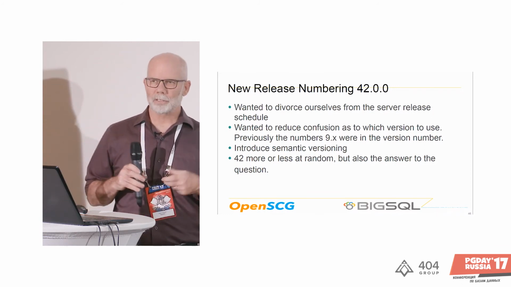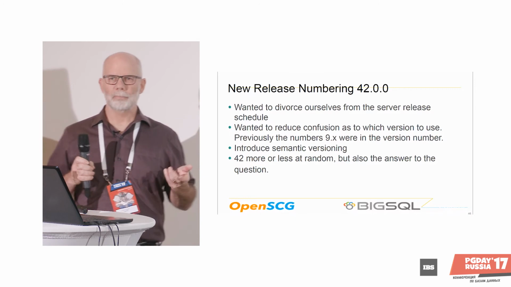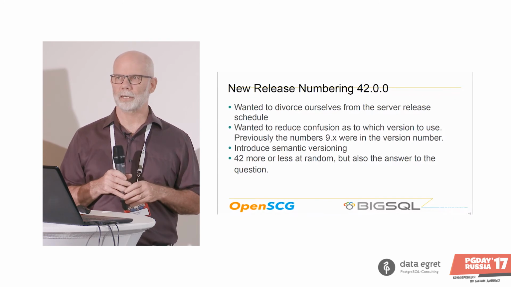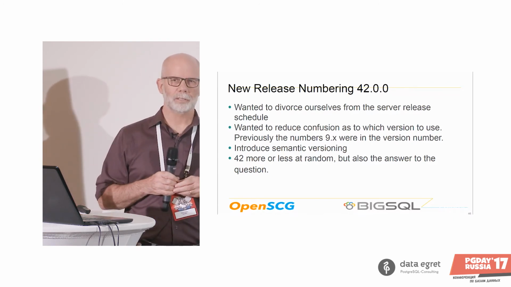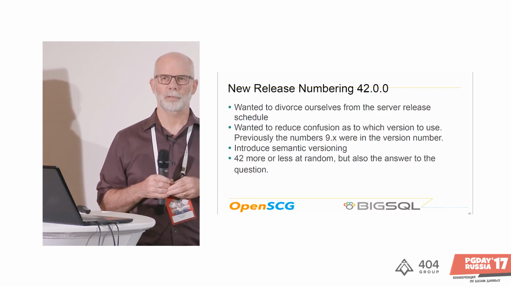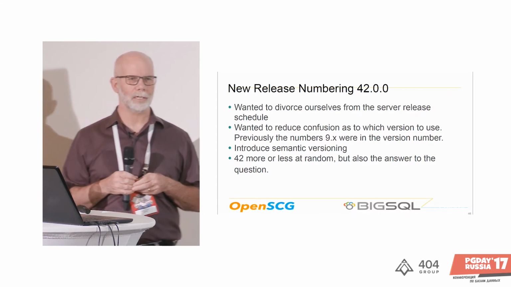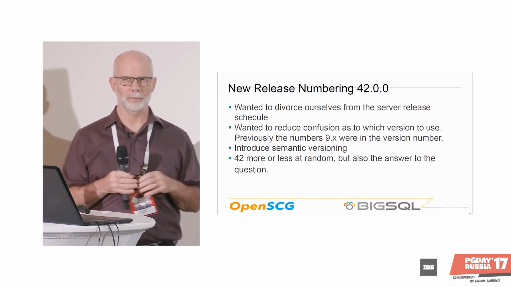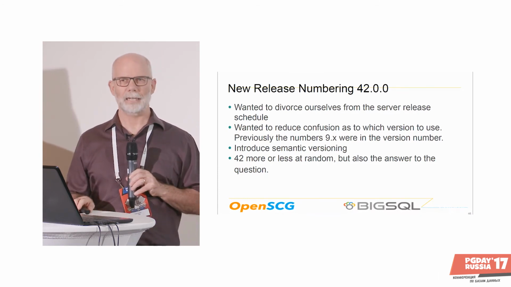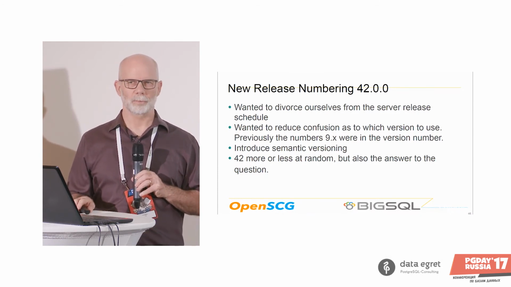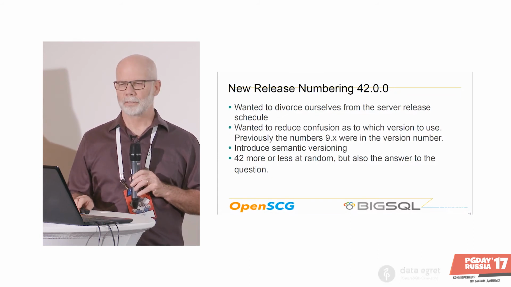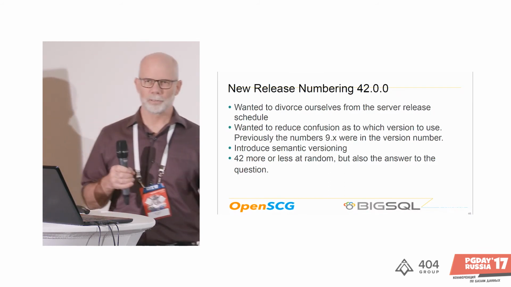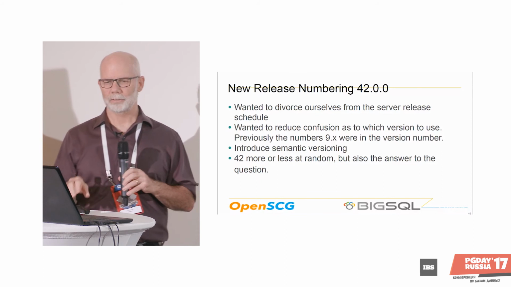So some of you may or may not have noticed, if you've been following the driver, we all of a sudden changed the numbering type for the driver to 42.0.0. The reason we did this was because there was a lot of confusion as to which driver they should use for which version of Postgres. So people were using Postgres 9.4, and they're saying, well, we have to use the driver version that had 9.4 in it. Well, that wasn't true. The version that you should be using at any given time is the latest version that we produce, regardless of the server that you're using. So we wanted to divorce ourselves completely from the server number, so we chose the number 42. It was more or less at random, but it's also the answer to the question.